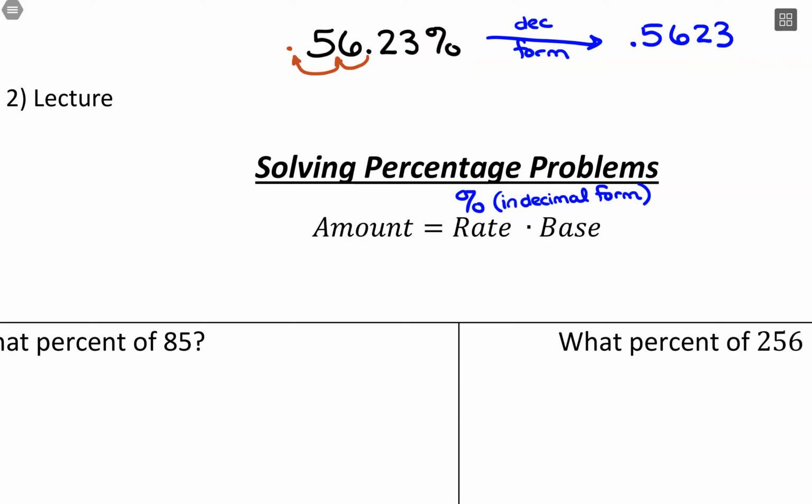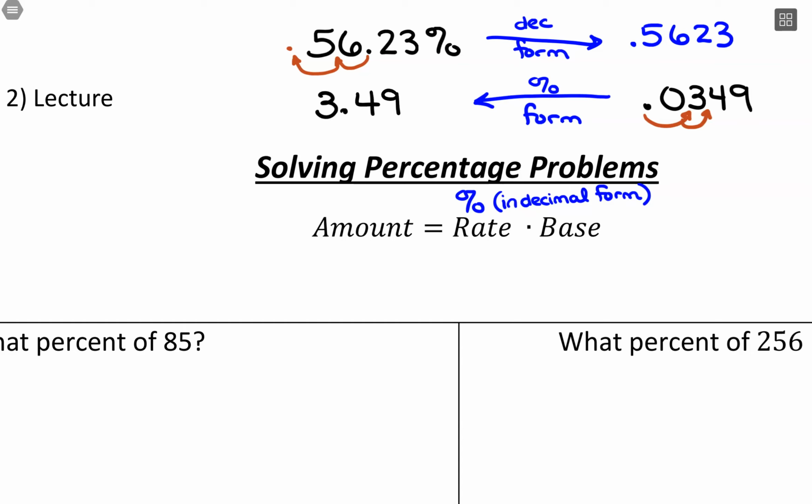Just to go in the other direction, let's say I have 0.0349 and I want to change to percentage form. Then what we do is we just move the decimal in the other direction. So if I want to have that percent symbol, then what I need to do is move to the right 2 spots. So that would be a 3.49. And then now we can use our percentage symbol.